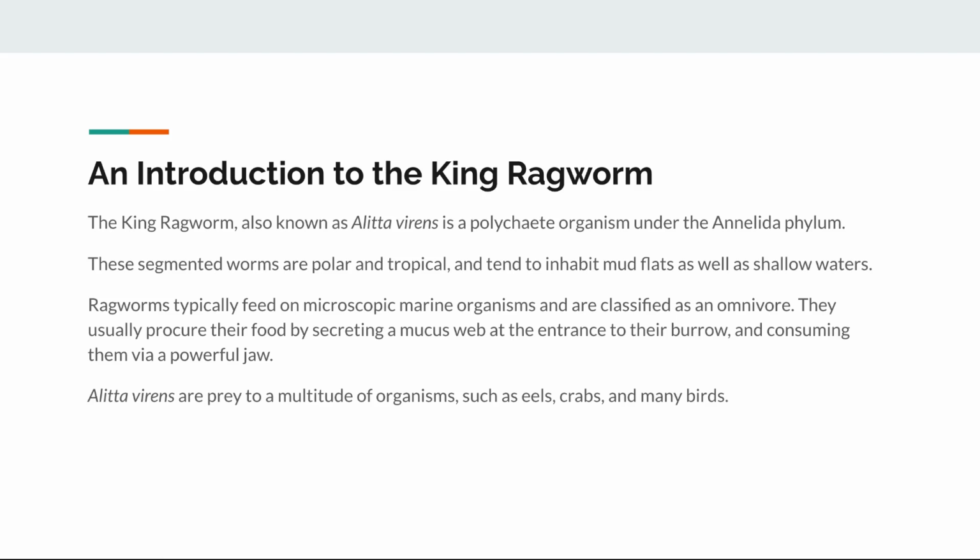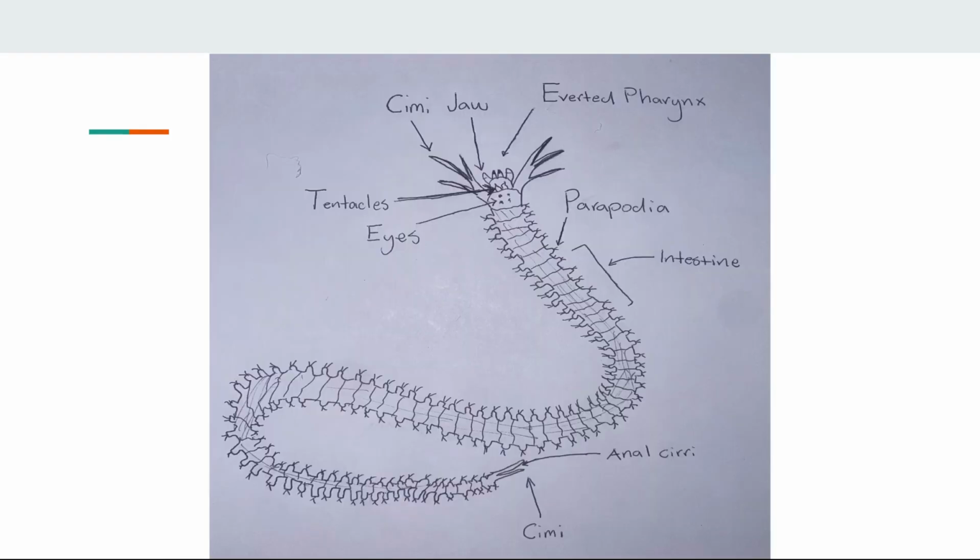They usually procure their food by secreting a mucus web at the entrance of their burrow. So they'll go down into those mudflats and, at the entrance, put a little mucus web that traps the organisms, and they go up there. And because they're protostomes, they develop their jaw early on, so that's what they use to feed. They're prey to a multitude of organisms such as eels, crabs, and many birds.